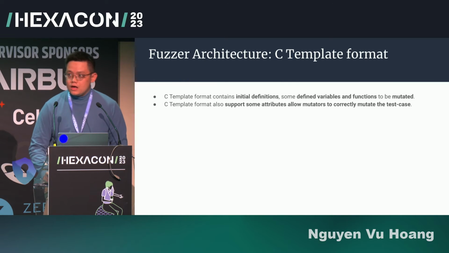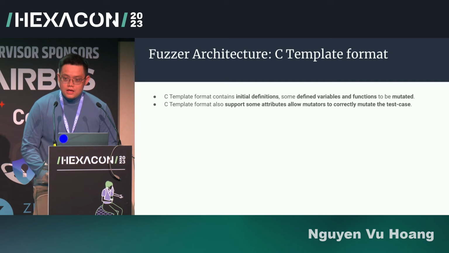Now let's move to the C template format. The C template format contains some initial definitions and some defined variables and functions to be mutated. And furthermore, the C template format also supports some attributes that allow my mutator to correctly mutate the test case.